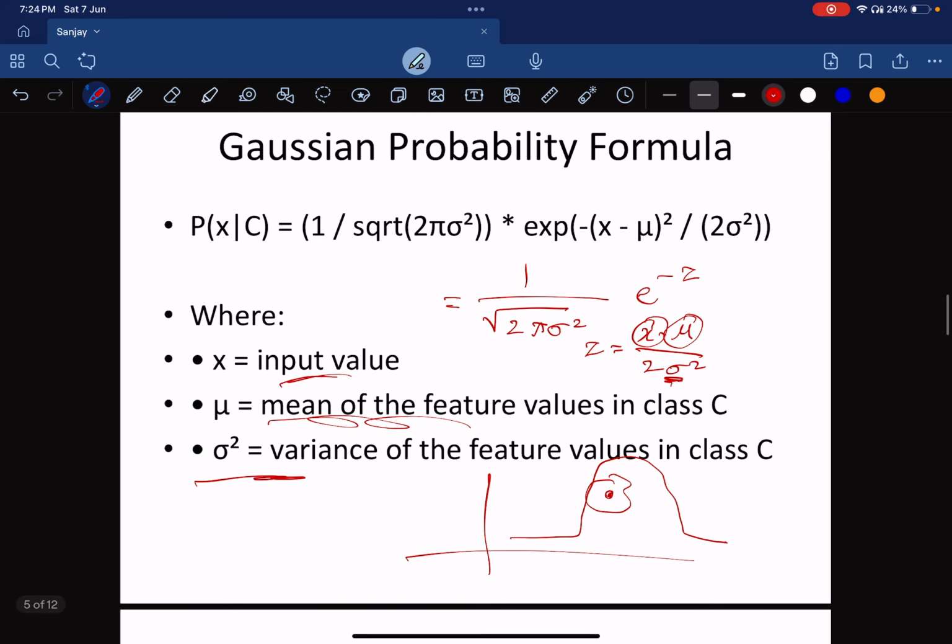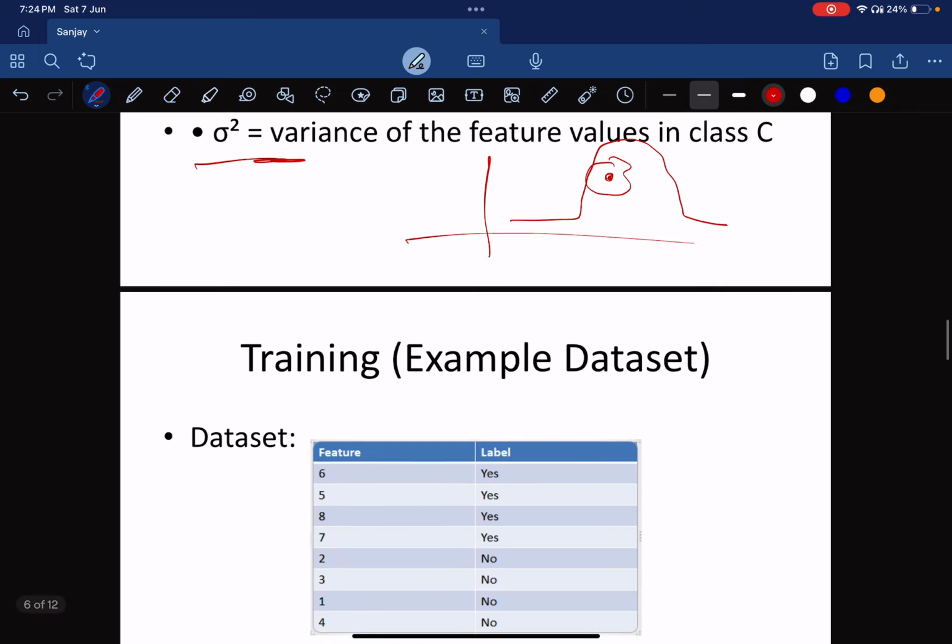The main advantage of the Gaussian probability is that it works on continuous data. Unlike some other probability functions, most of which work on categorical or discrete data, the Gaussian probability works on continuous values and real numbers.